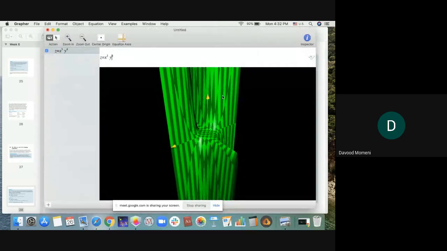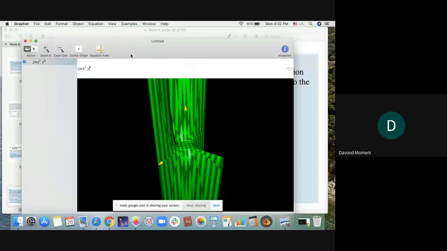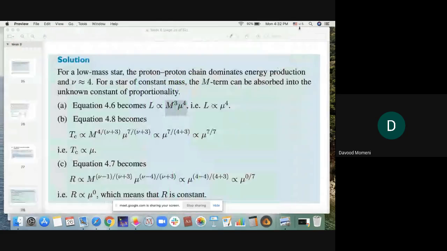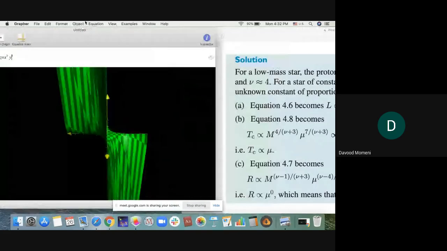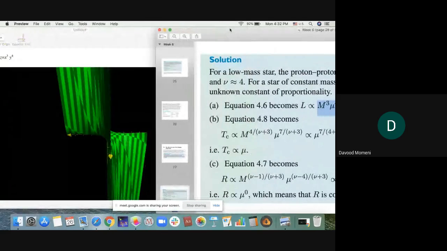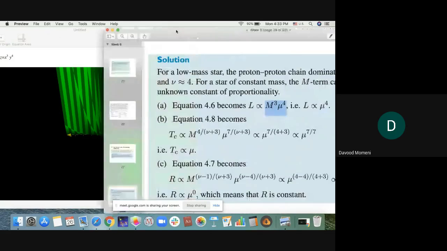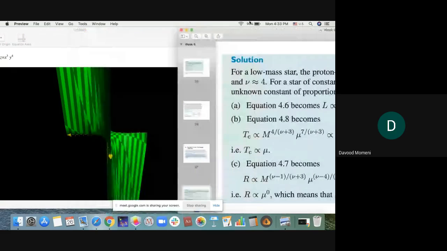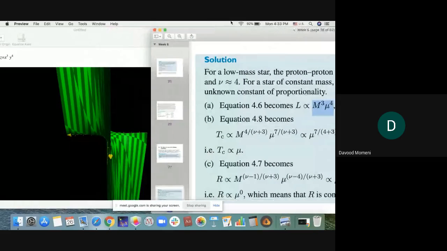So you see this beautiful three-dimensional portrait gives you the evolution of the luminosity for a low mass star, for a general star with different mass and different mu. Now if you fix the mass, then it will be proportional to mu squared.